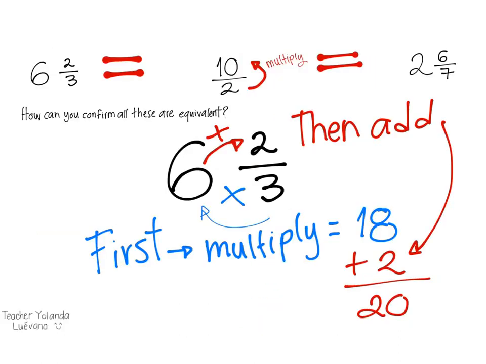Now, how can all of these be equivalent fractions? Is there a way to check it without making drawings? Yes, of course, there is a way. Here we have 6, which is a whole. It says first multiply these. So 3 times 6 equals 18. So these are 3 times 6, 18. And now we're going to add the extra 2. So 18 plus 2 equals 20.